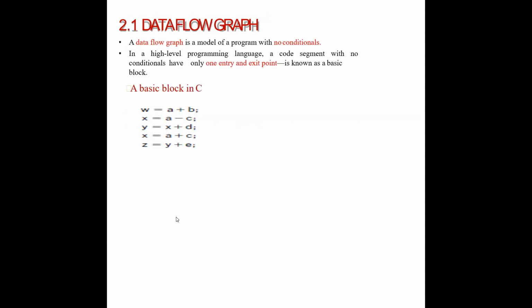So coming to the data flow graph, it is a model of a program with no conditionals. In a high level programming language, a code segment with no conditions has only one entry and one exit point. This is a basic block. So here, W is equal to A plus B, X is equal to A minus B, and Y is equal to X plus D are examples of basic blocks in C.